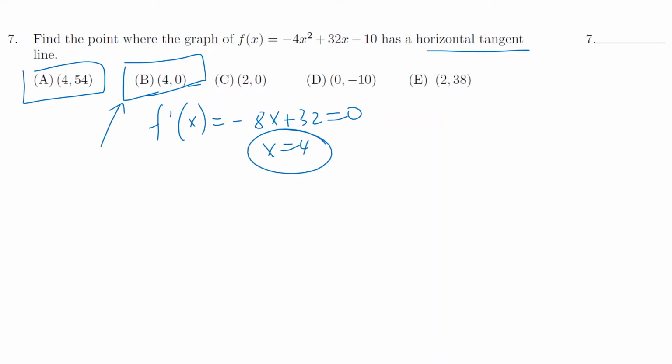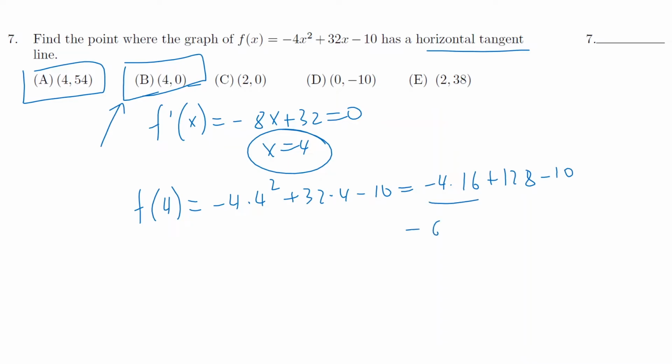So what do we need to do? We need to plug the x equal 4 back into the original function. So f of 4 equals minus 4 times 4 squared plus 32 times 4 minus 10. That's equal to negative 4 times 16 plus 128 minus 10. This guy is negative 64 plus 128 minus 10. It's clearly the 54, right? It's clearly not 0, so it's A.